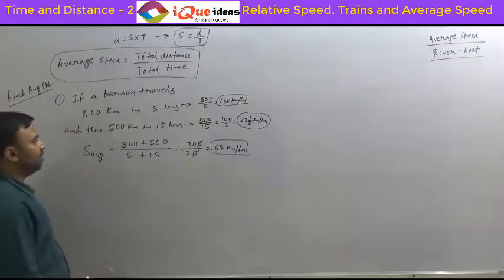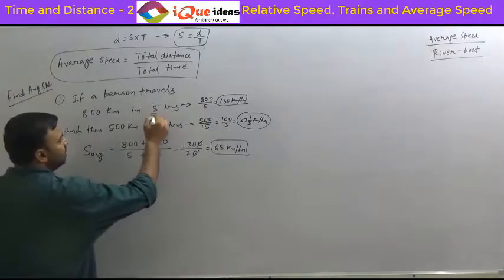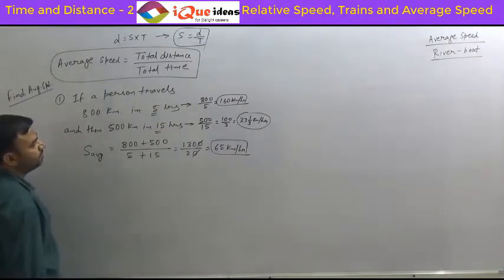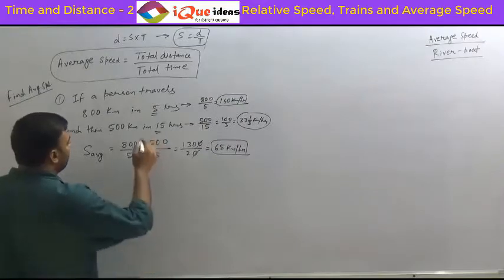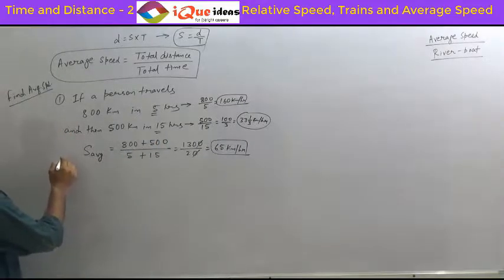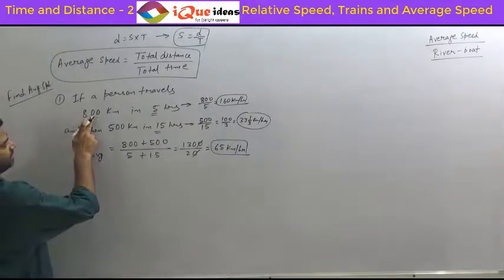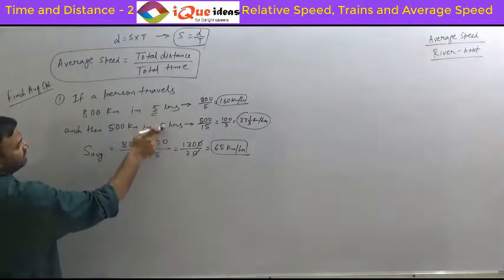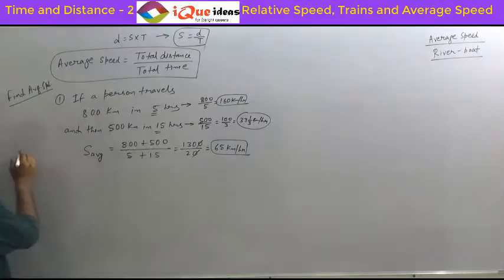Now one more thing. In this case, what are the things given? Distances are given and the times are given. So I'll write the generalized expression. Average speed in this case is equal to D1 plus D2 plus D3 and so on, if there are more parts, divided by T1 plus T2 and so on.